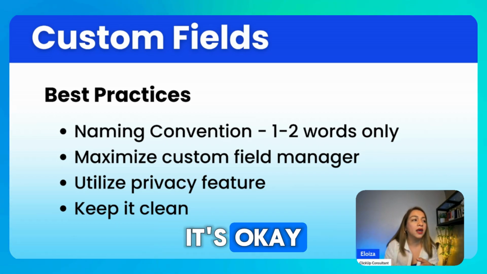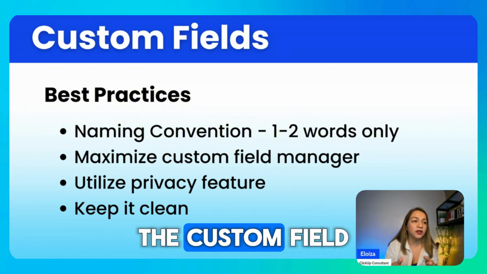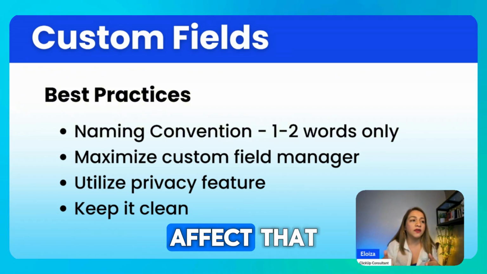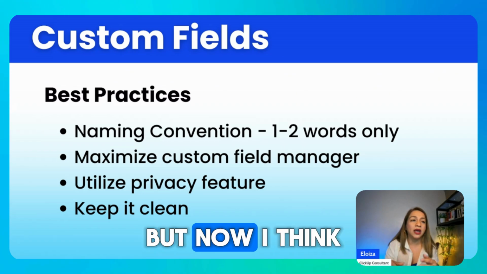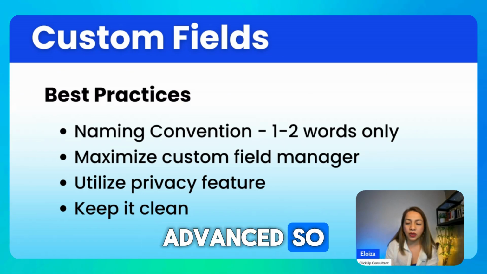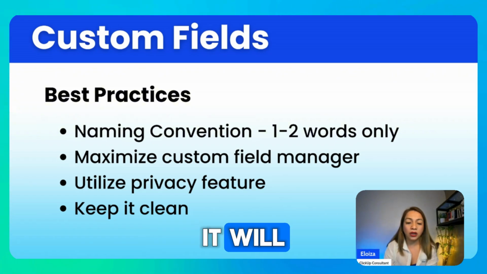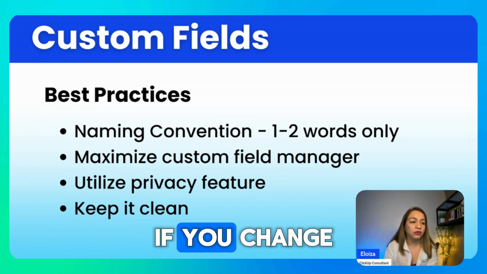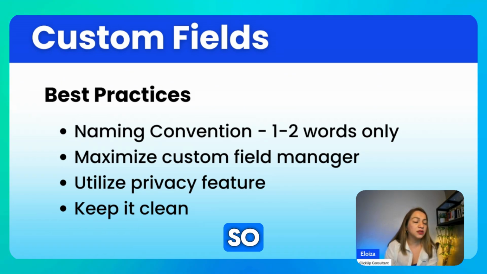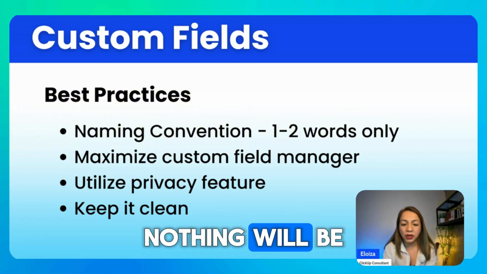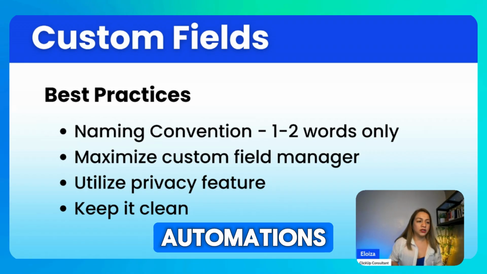With ClickUp, it's okay. It auto maps and it can trace if the custom field name was changed, so it doesn't affect that. I had that issue before, but now I think it's more advanced, so it can detect. But with external automations, it will create an issue if you change the naming convention or delete a space. So make sure that nothing will be affected by the changes that you're doing once you're doing automations.